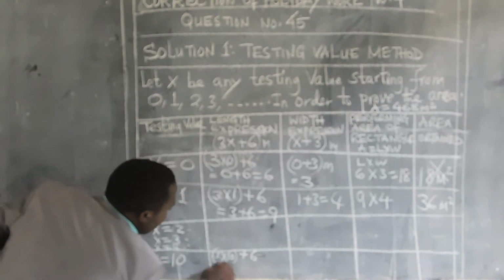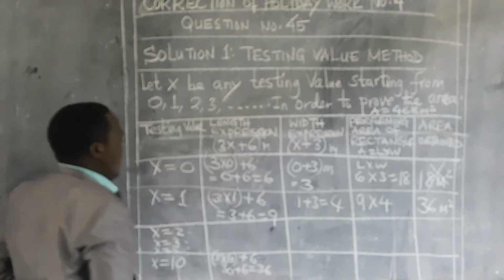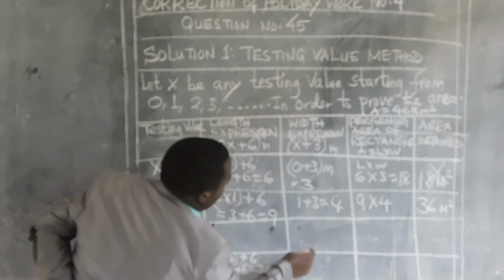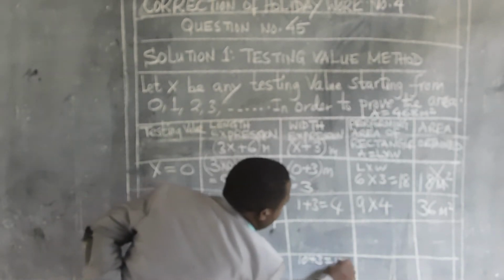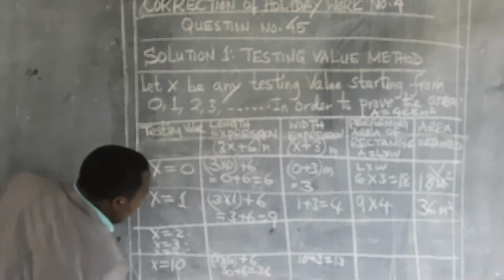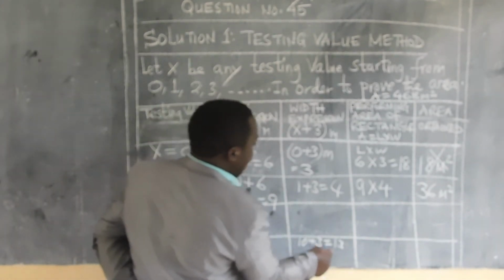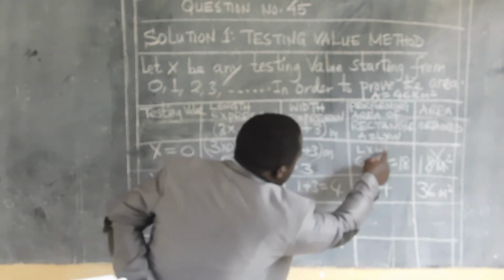You get 30 plus 6 is equal to 36. And when you assume x is 10, the width is 10 plus 3, which is equal to 13. Then you have the length 36 and the width 13. So you now come to perform the area of the rectangle.